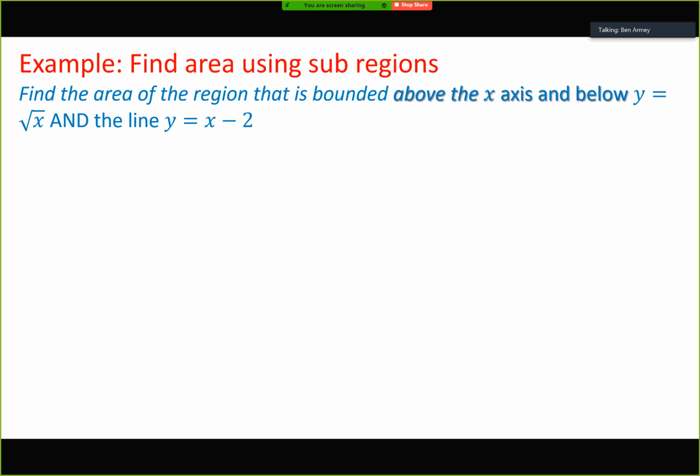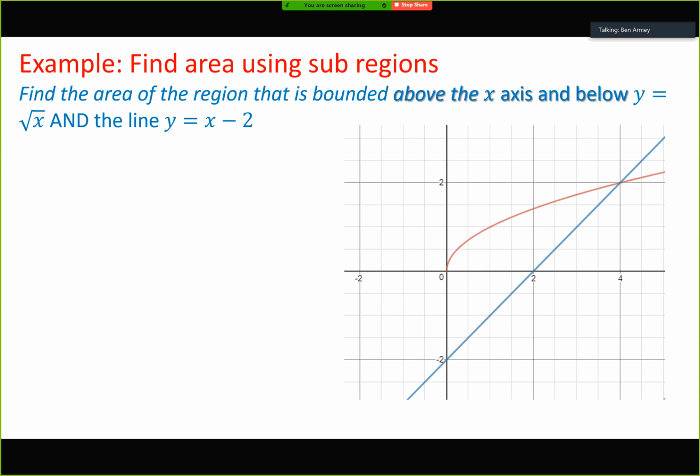Okay, so now let's go a little further, or more specific. We can find area also using subregions. So this one says, find the area of the region that is bound above the x-axis. So we're only looking above the x-axis, and below the line y equals root x, and the line y equals x minus 2. Okay, so first off, we have to identify what our lines are.